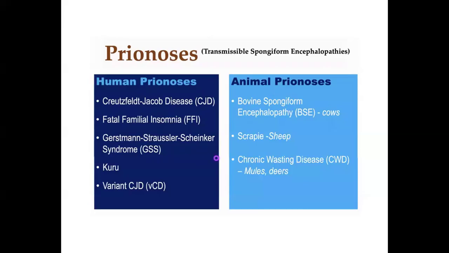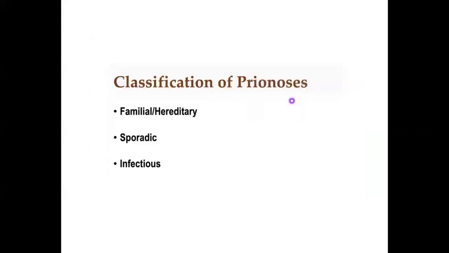And then we have Scrapie, which is the version of mad cow disease in sheep. And then we have chronic wasting disease in mules or deer. All these prions cause spongiform encephalopathy. For classification, we can classify them as familial or hereditary, sporadic, meaning they come out of the blue, and then infectious.